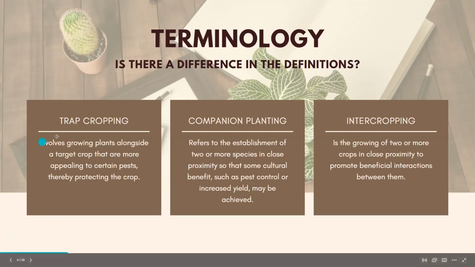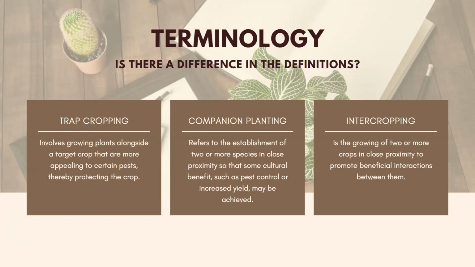So the first one, trap cropping. This involves growing plants alongside a target crop that may be more appealing to certain pests, thereby protecting that crop. Companion planting refers to the establishment of two or more species in close proximity so that there's some cultural benefit, such as pest control or increased yield, that can be achieved.